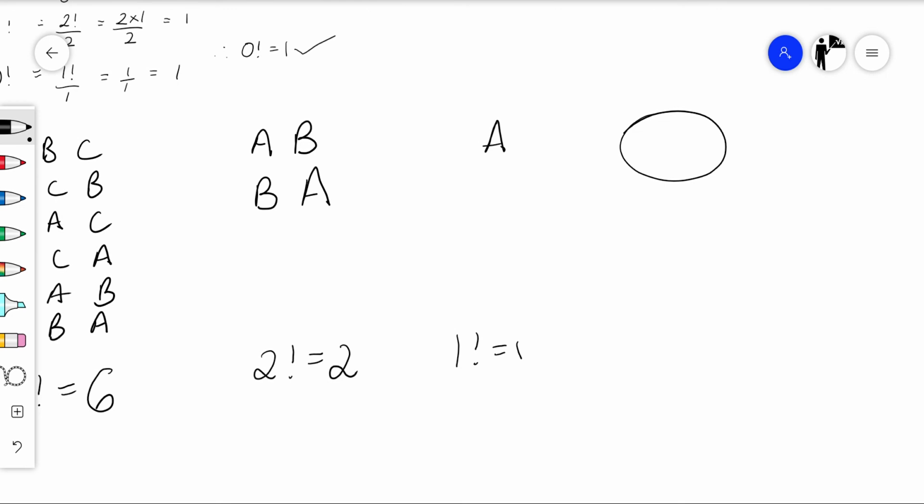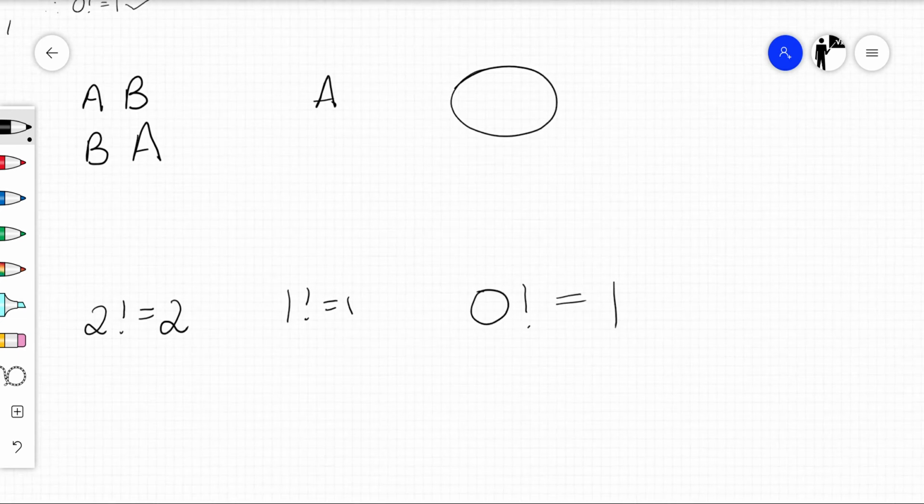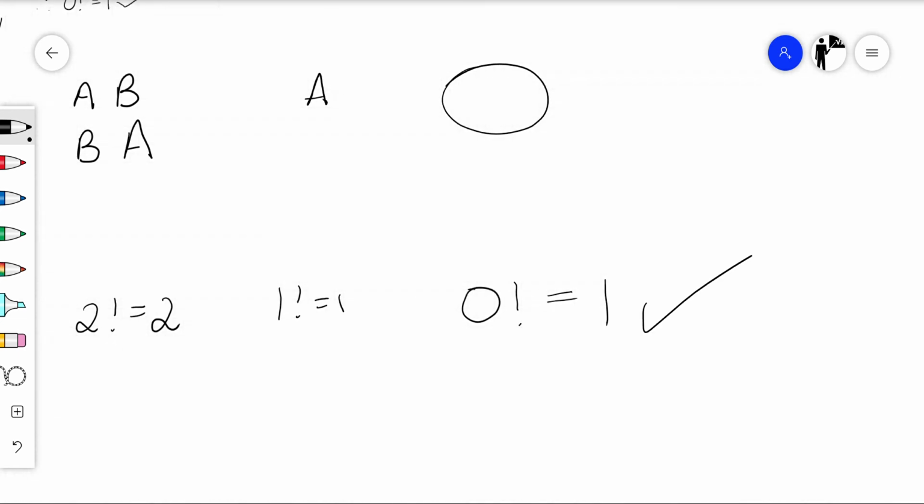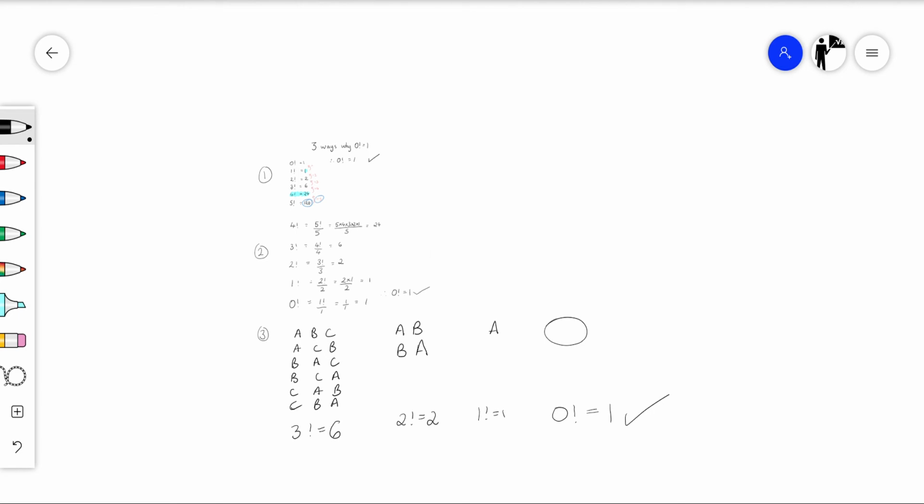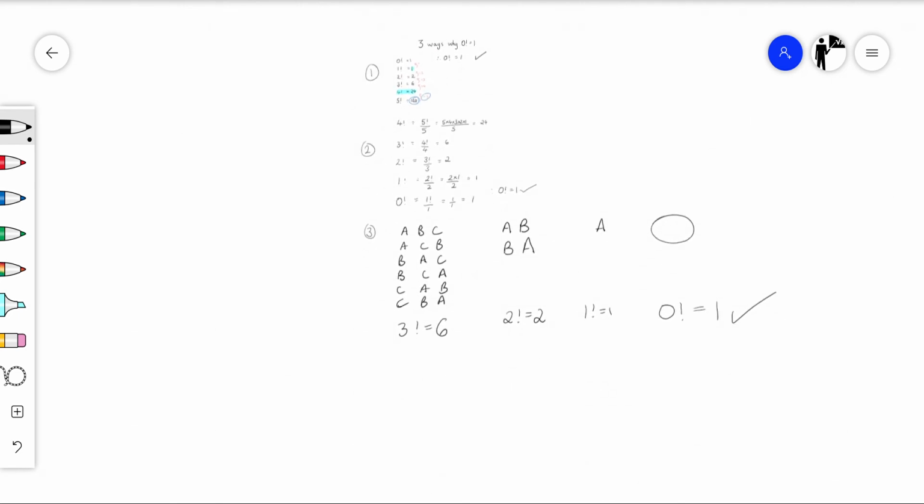But see if we've got no objects, there's only 1 way to arrange that. Okay, so there's only 1 way that we can have 0 objects, and it'll be this way here where there's nothing there. That's the one way of how we could arrange it. Therefore, 0 factorial is equal to 1. There is your third proof, and there are 3 ways as to explain why 0 factorial is equal to 1.